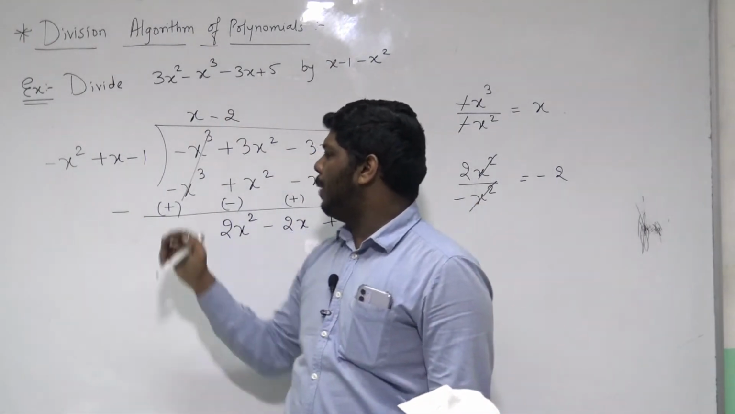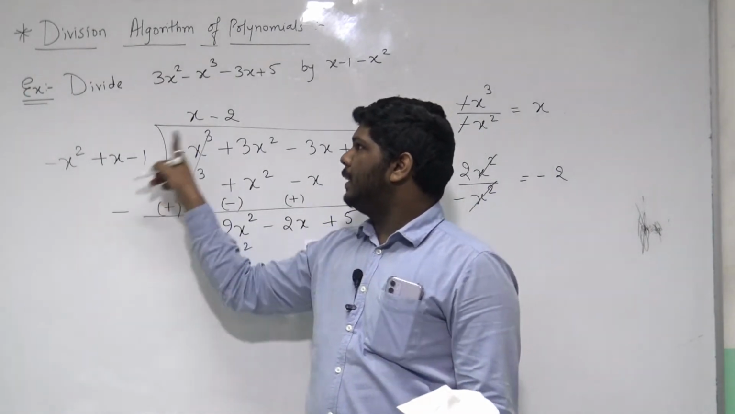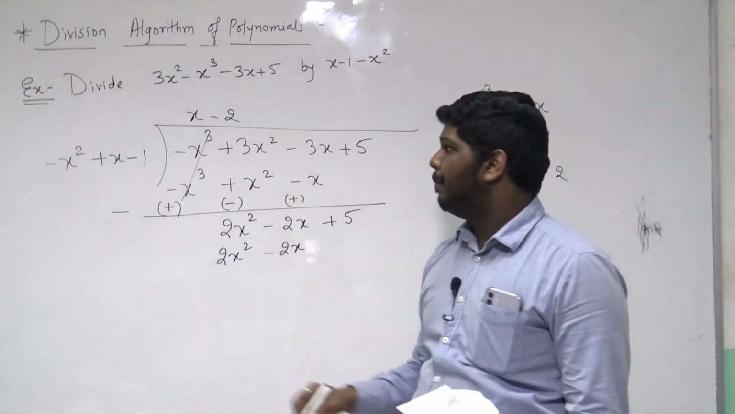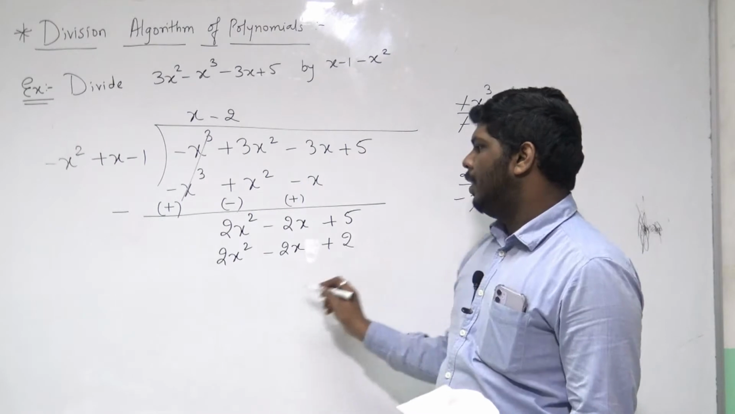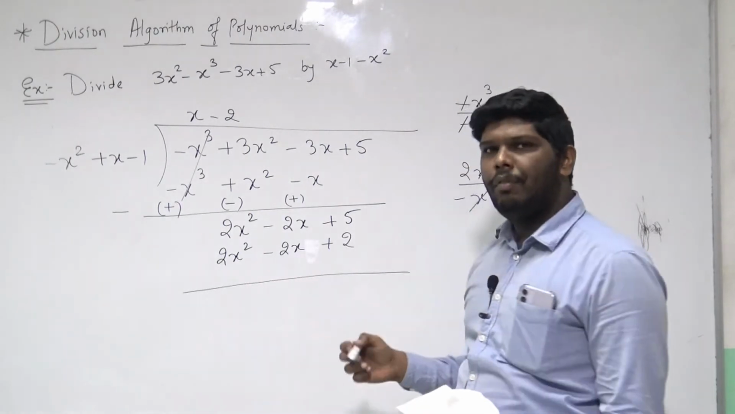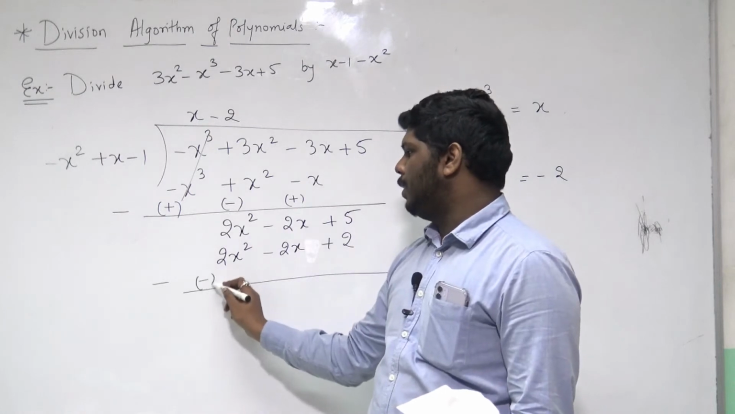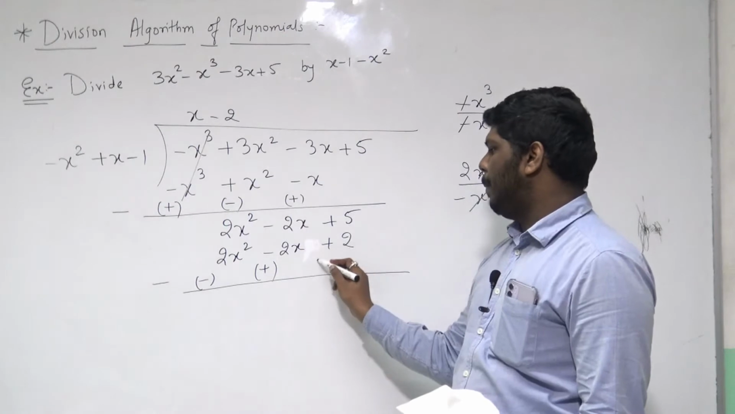Minus x square into minus 2 will give you plus 2x square. Then plus x into minus 2 will give you minus 2x, correct? And then minus 1 into minus 2 will give you plus 2. After multiplication again we'll subtract, and during subtraction the second expression's sign changes, so this will become minus, this will become plus, and this will become minus.